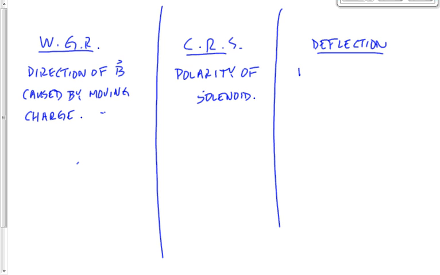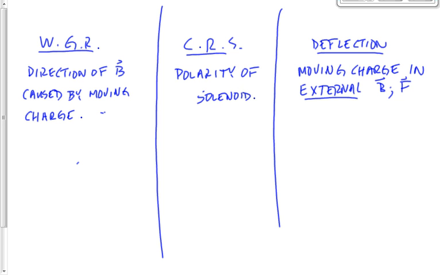So you've got a moving charge in an external, and that's important, right? External. If you could read it, it would be even more important. And typically we want to find the direction of the magnetic force there. Again, if you're dealing with a force, it's got to be the third rule.